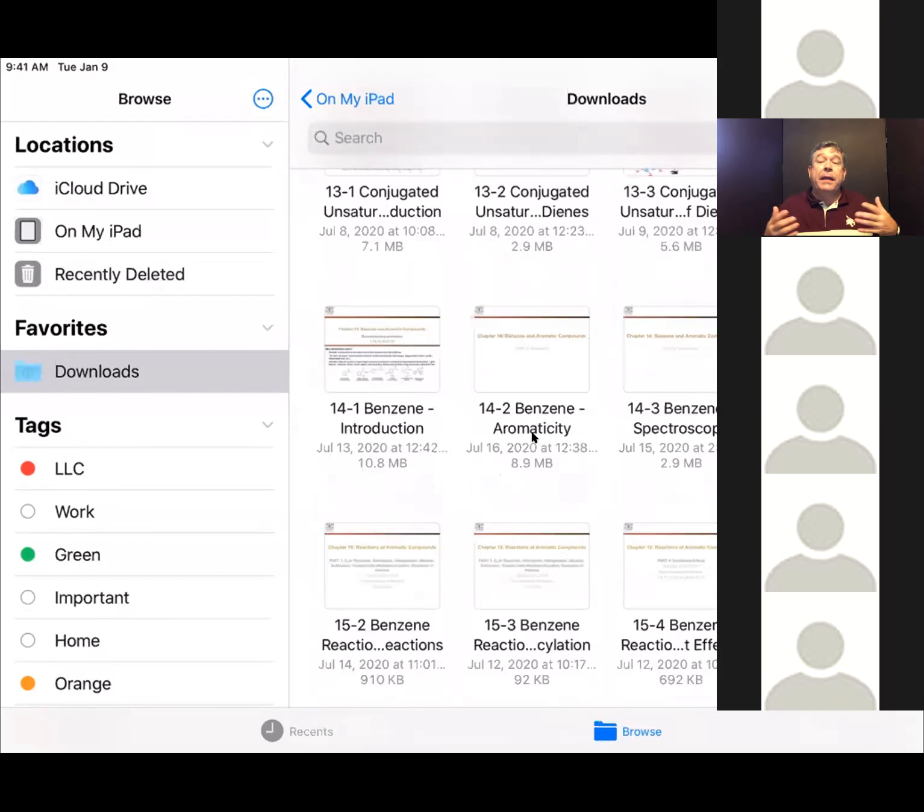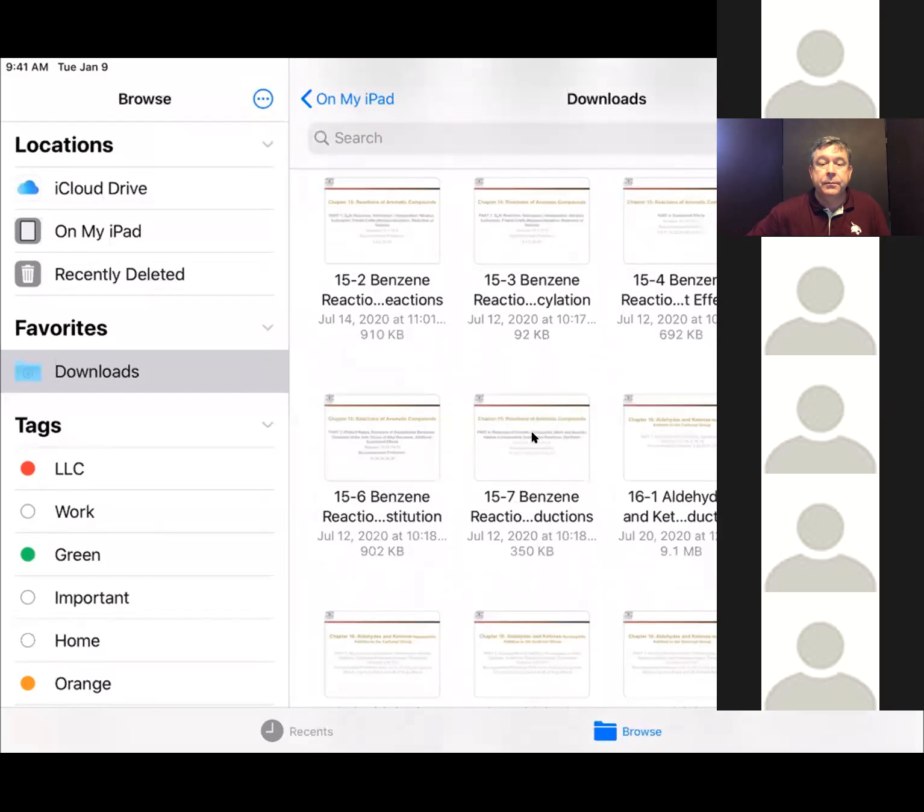Chapter 14: what makes something aromatic and which electrons contribute is important, and their names, the reactions. Luckily it's all the same mechanism. So chapter 15, you just need to remember your reagents and the directing effects: ortho-para director or meta director, activator, deactivator. That's a key thing there.